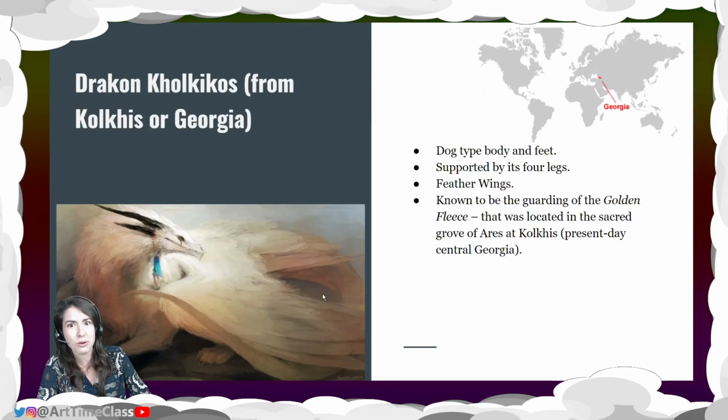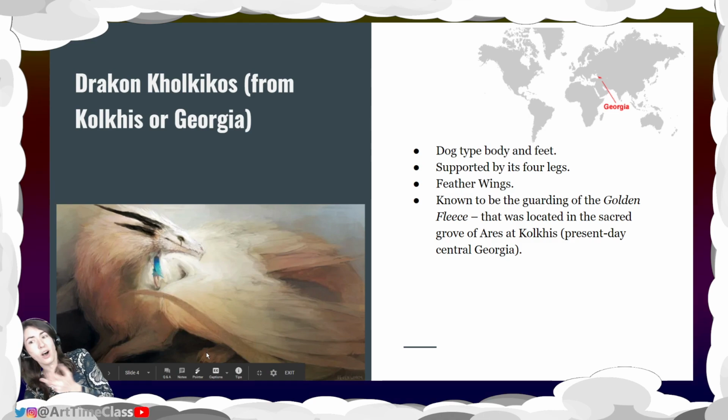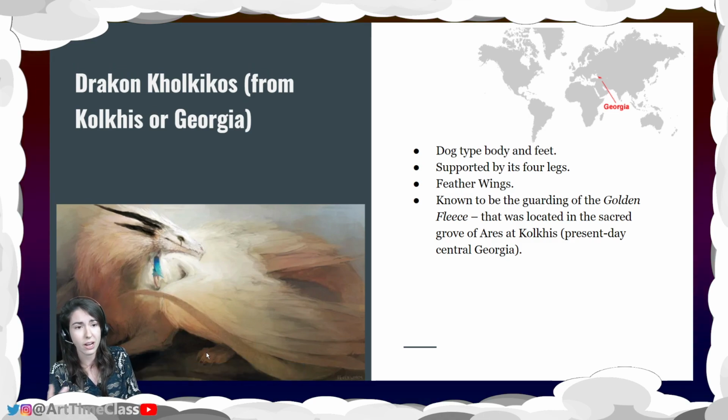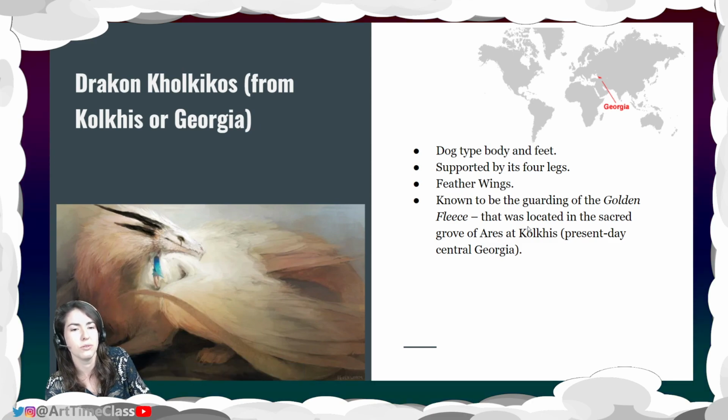Here's another dragon. Now this one's super cool because it has not a snake-like body, but more like a dog-type body. I don't know if you can see, I'm kind of in the way. It's got paws, like dog paws. So if you don't want to do claws for your dragon, you can do paws. So think about different adaptations that it might have. This dragon is known as the guardian of the fleece, and was known to protect it in its sacred areas, kind of in this area of the world.